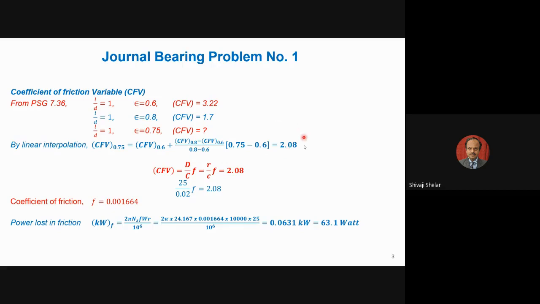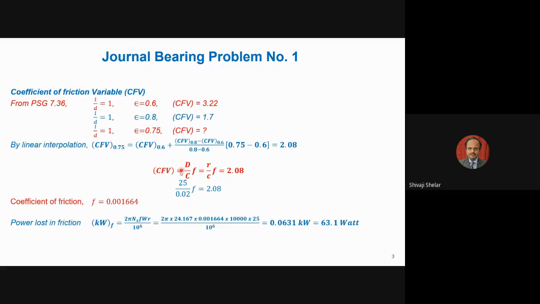Now, whether this value is correct or wrong, how will you come to know? At 0.6 this value is higher, at 0.8 this value is lower, and my value is at 0.75, so it should be greater than the lower value but less than the higher value. You can see CFP at 0.75 is greater than 1.7 and less than 3.22, so 2.08 is a correct value. Please remember how to do the interpolation, because in most of the problems in journal bearing you have to do linear interpolation.